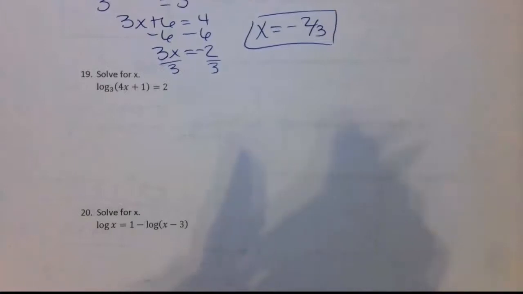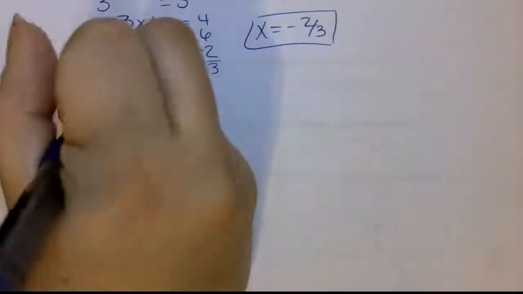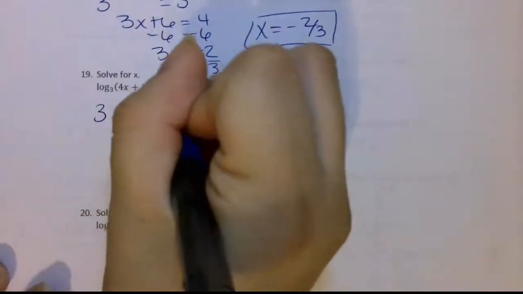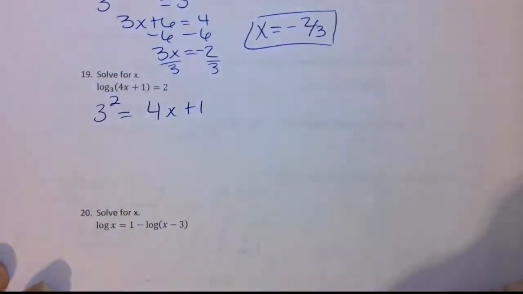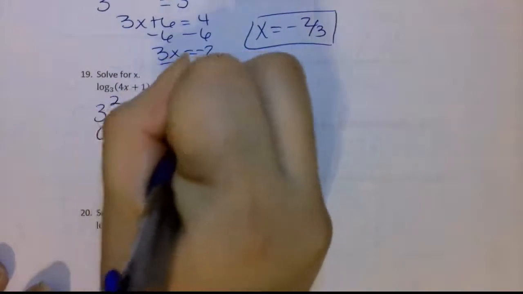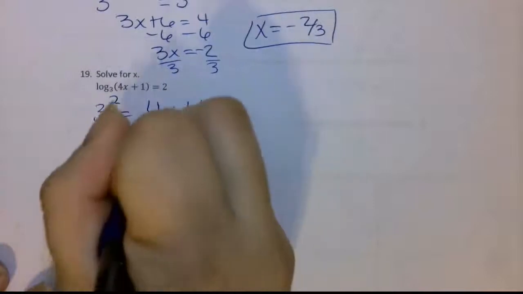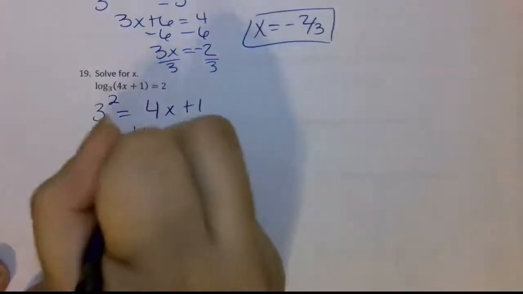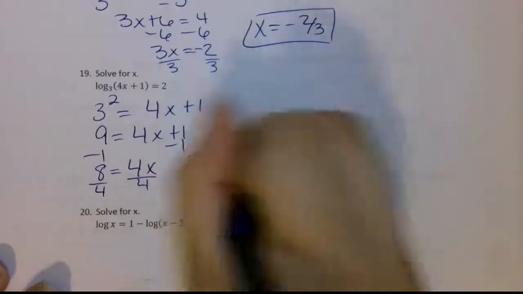Number 19 wants me to solve for x. Since this is written as a log base, I'm going to turn it back into an exponential equation. I have 3. Remember this one, the number on the right side of the equation is my exponent. And then 4x plus 1 is what it equals. 3 squared is 9. 4x plus 1. I subtract 1 on both sides. I get 8 equals 4x. Divide both sides by 4. X equals 2.